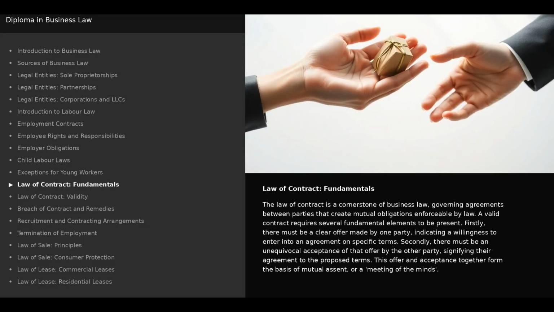Law of Contract Fundamentals. The law of contract is a cornerstone of business law, governing agreements between parties that create mutual obligations enforceable by law. A valid contract requires several fundamental elements to be present. Firstly, there must be a clear offer made by one party, indicating a willingness to enter into an agreement on specific terms. Secondly, there must be an unequivocal acceptance of that offer by the other party, signifying their agreement to the proposed terms. This offer and acceptance together form the basis of mutual assent or a meeting of the minds.